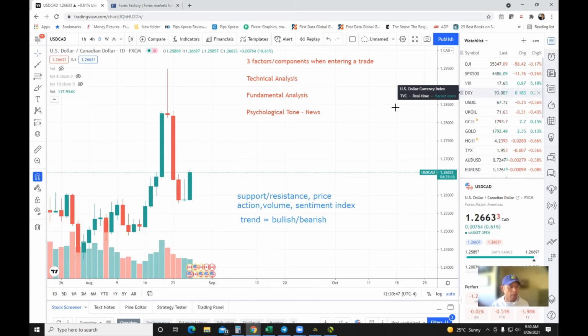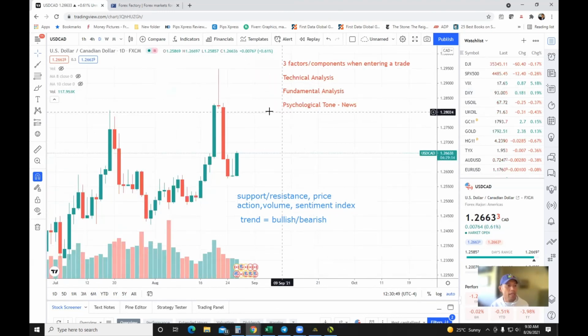So the power is in the two combined, and if you can add that to the psychological component of fear and greed, and dictating what the trend is, then you will have the highest probability of winning, and you're going to have more certainty and security when you're entering the trade.